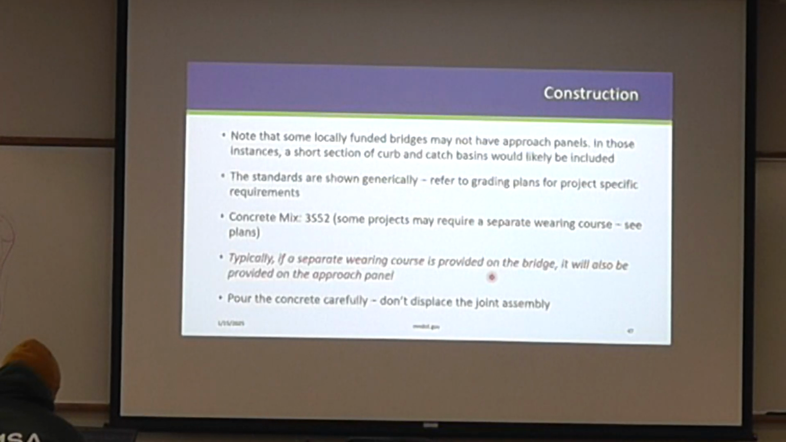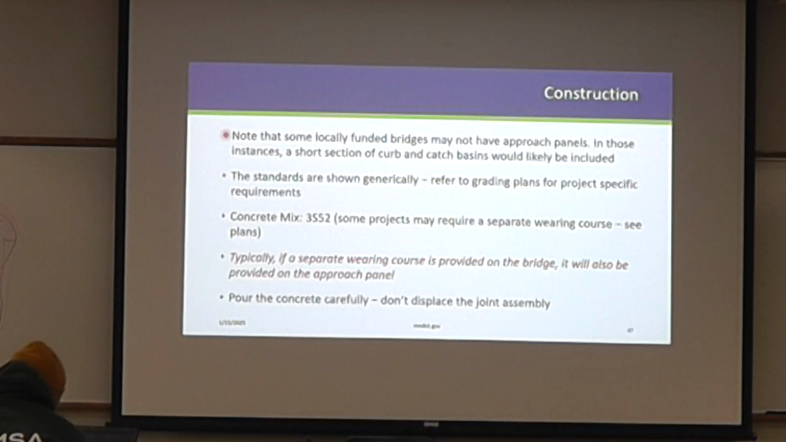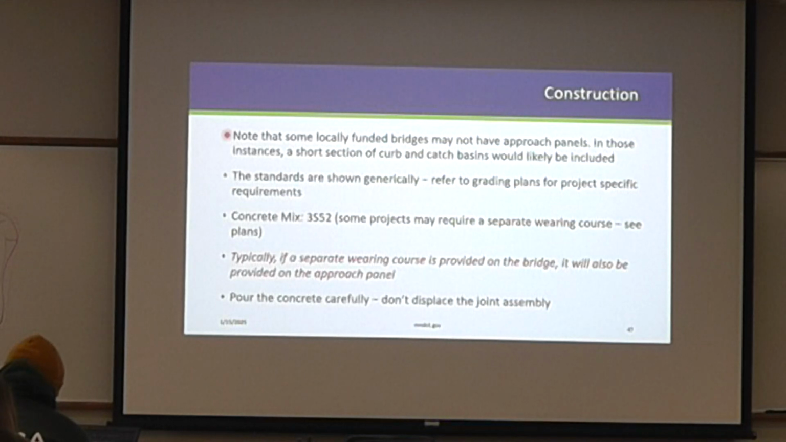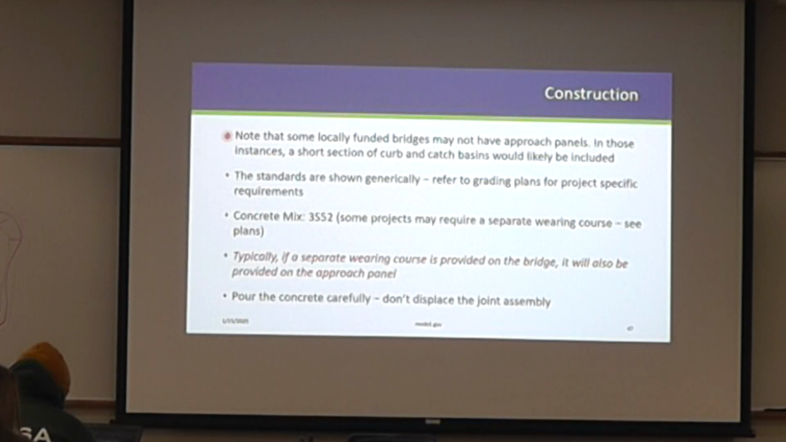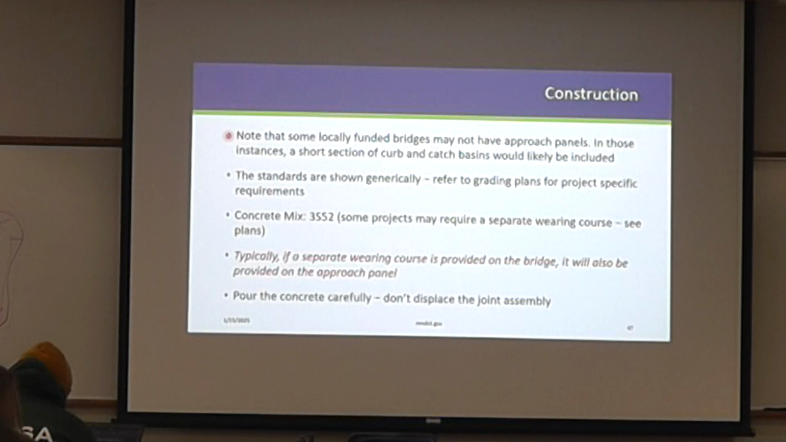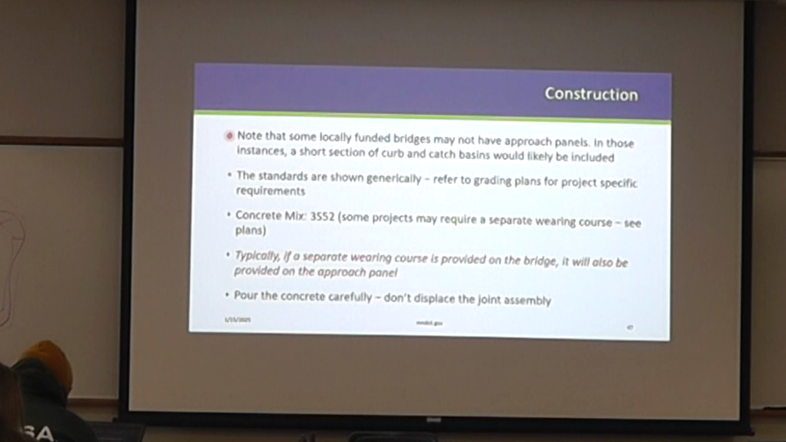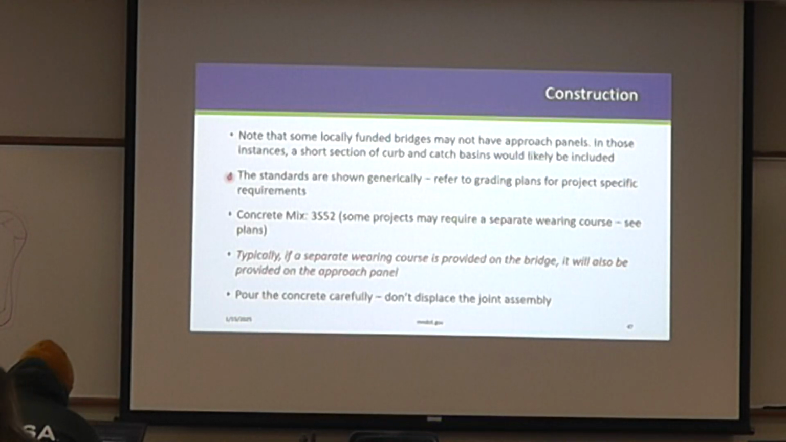So next up, I'll talk about construction. I'll note that some locally funded bridges might not even have approach panels. I don't deal too much with the local side of things. My colleague Dave Conkle will know more about this, but basically, they have their own rules or their own ways of doing things that might not match what we do for trunk highway bridges. And in those instances, a short section of curb and catch basins might be included adjacent to it.